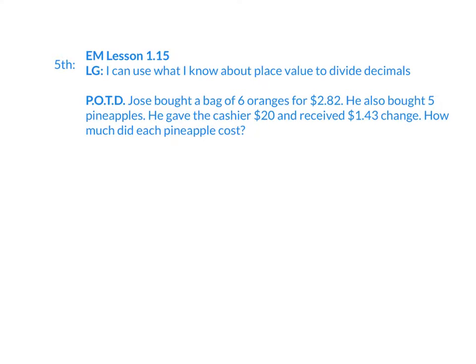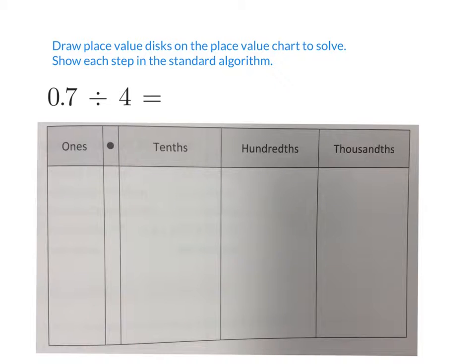Today our learning goal, we're continuing what we learned yesterday. We've been talking all week about dividing decimals. We use place value charts to help us, we use the standard algorithm, and today we're going to continue to practice this skill, using what we know about place values to divide decimals. The question asks us to draw place value discs and then show each step on the standard algorithm, just like we did yesterday. So the problem is 0.7 divided by 4.